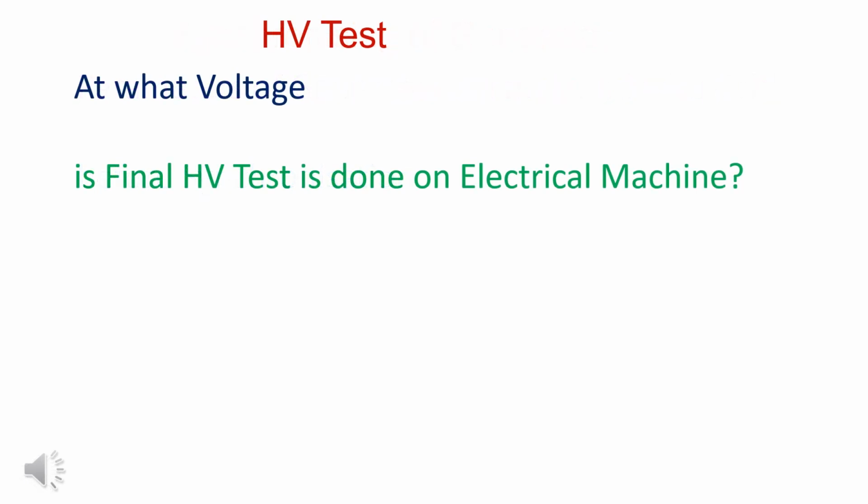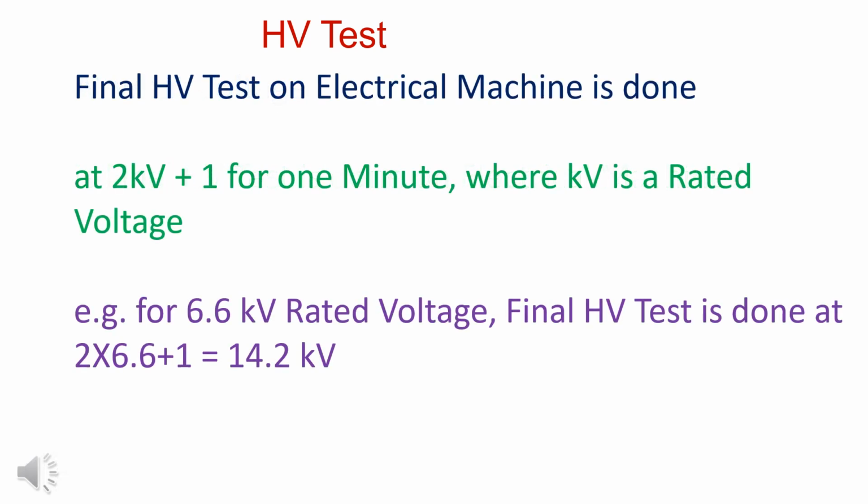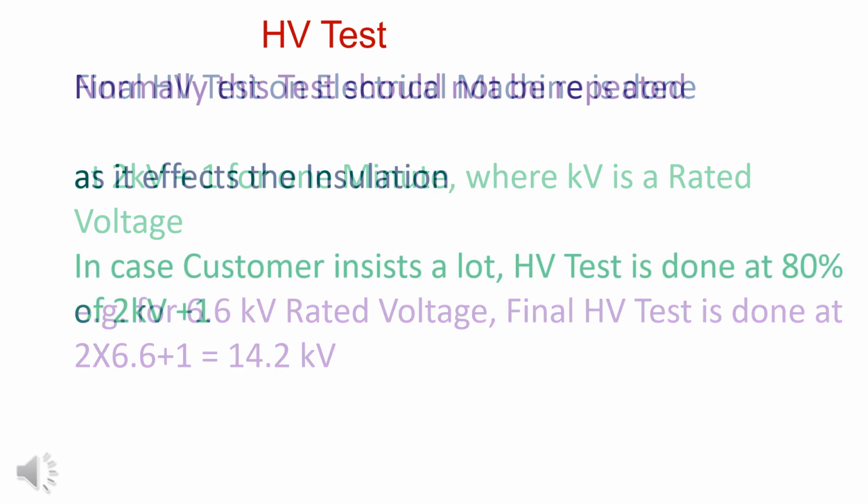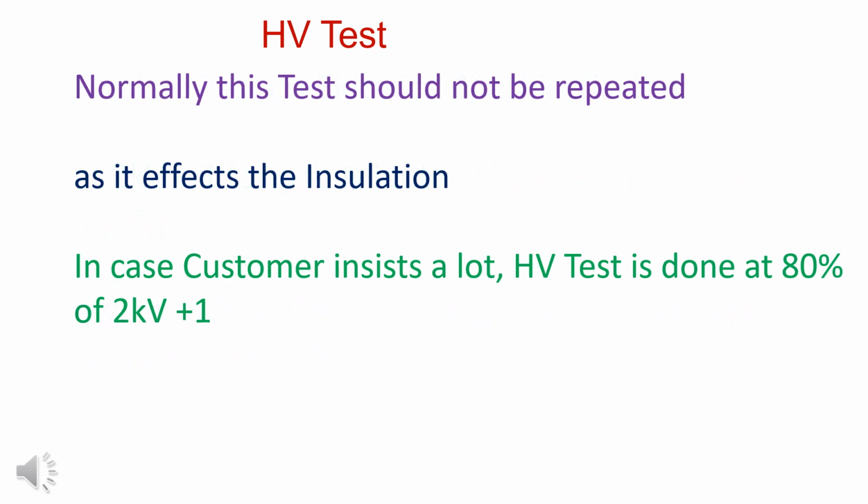At what voltage is the final HV test done in medium and large electrical machines? It is done at 2 kV plus 1, where kV is the rated voltage. It is strongly recommended that this test is not repeated.